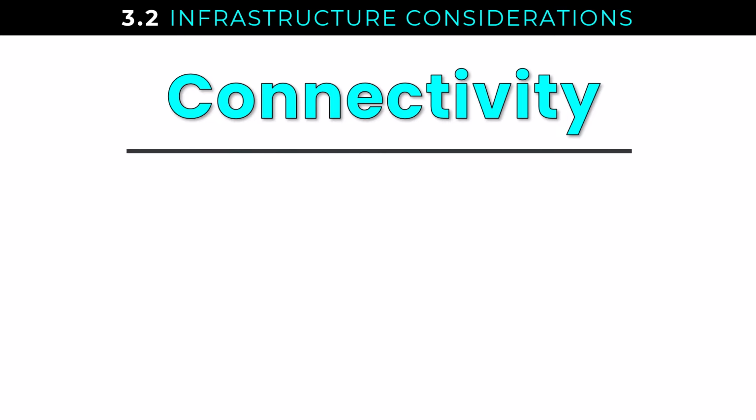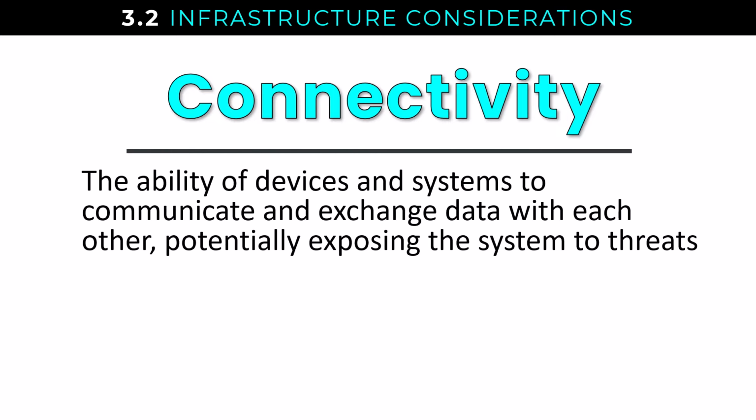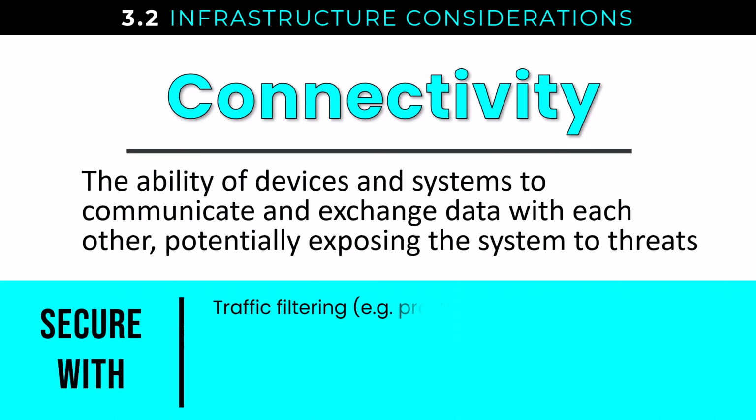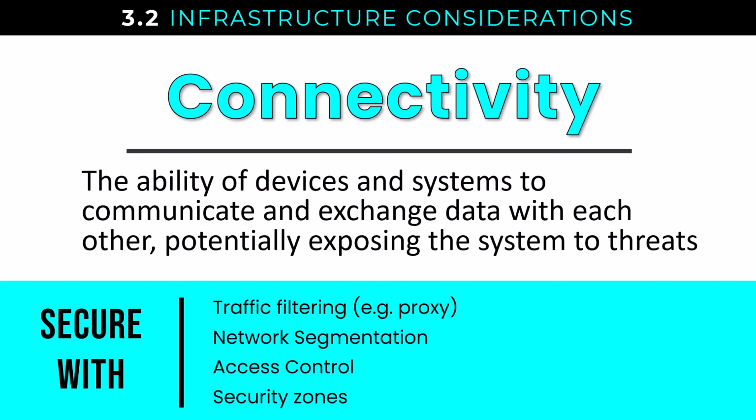And connectivity is about the ability of devices and systems to communicate and exchange data with each other, potentially exposing systems to threats. So our goal is to establish secure connectivity, which means we are filtering traffic appropriately. If that's public facing, then we may be filtering through a firewall, a web application firewall, next generation firewall, network segmentation, access control, or the security zones that we described earlier.